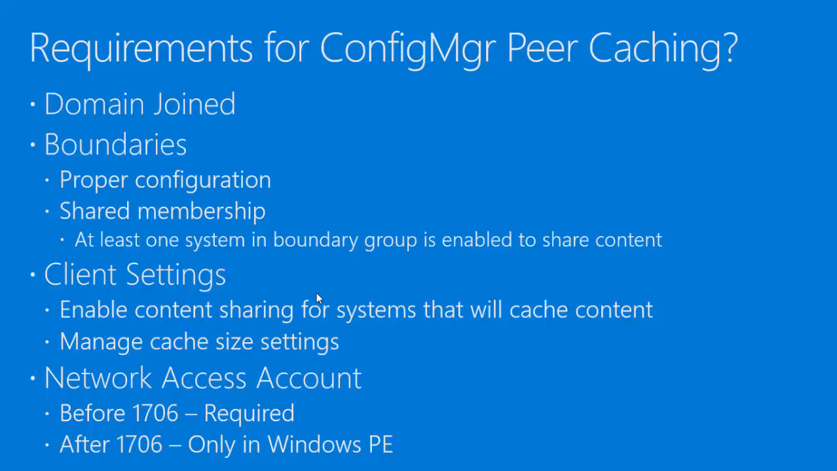Enough about that. So network access account. Prior to 1706, a network access account was required in order to implement caching, pure caching, right? After 1706 forward, we don't need it anymore at all, except whenever we're trying to pull content in Windows PE. Now, if you're in Windows PE and using that anyway, you're probably doing imaging, and so you should have a network access account configured anyway. This shouldn't be a big surprise, but it is a requirement.